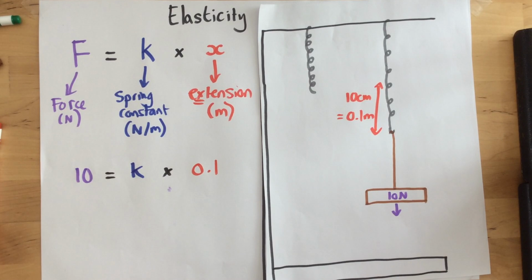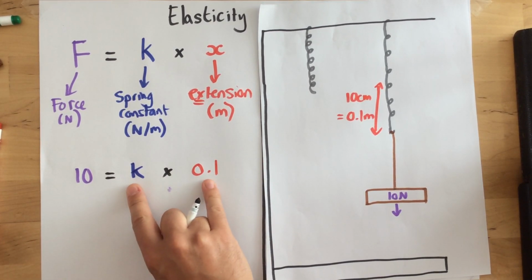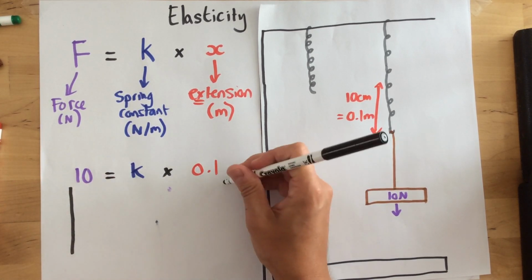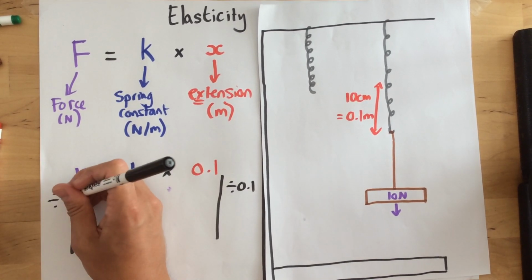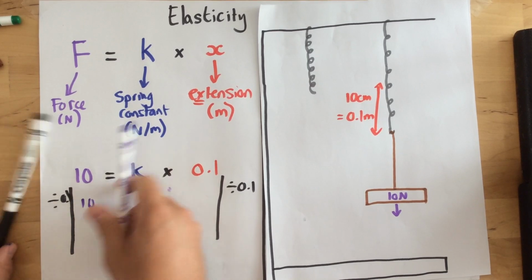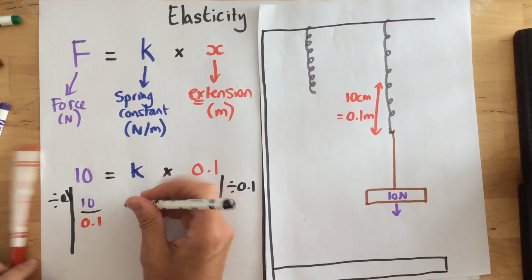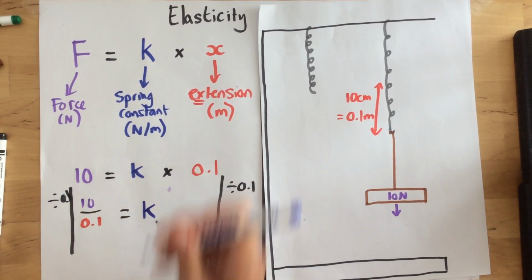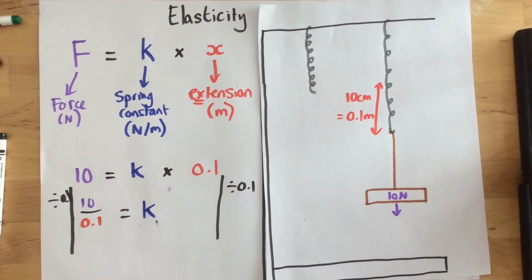Now, we need to rearrange this equation to make K the subject of the equation. In order to do this, at the moment, we've got K times 0.1 on this side. So in order to counteract that, we need to divide both sides by 0.1. So that's a 0.1 as well. So we're dividing both sides by 0.1. So on this side, we're doing 10 divided by 0.1, which therefore equals K.